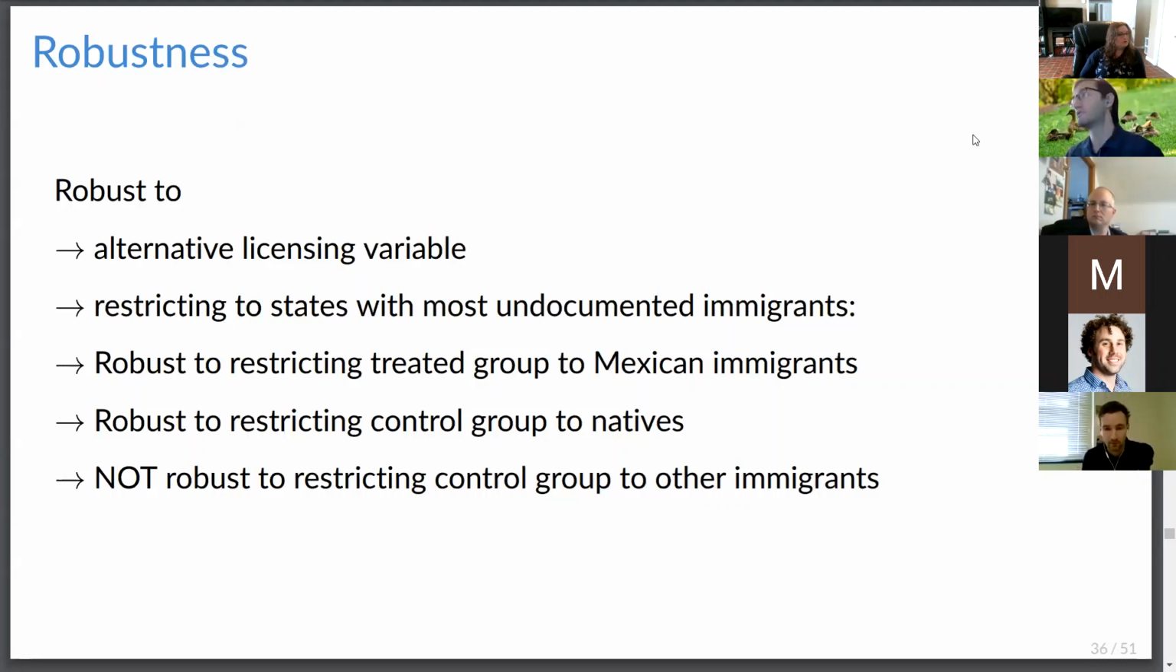It's sort of how it's done in the literature, but I have to assume that a number of people that I impute to be undocumented actually do have work authorization, and at the same time, many immigrants that I don't impute to be undocumented also in reality are undocumented immigrants. And so it's not totally surprising that using other immigrants as a control group is noisier, right? So it kind of makes sense.